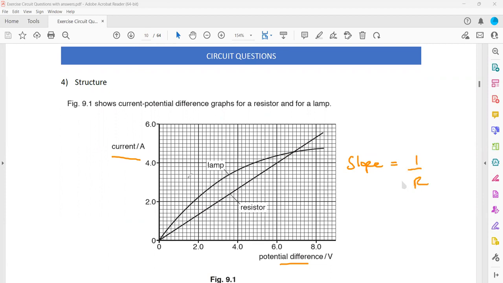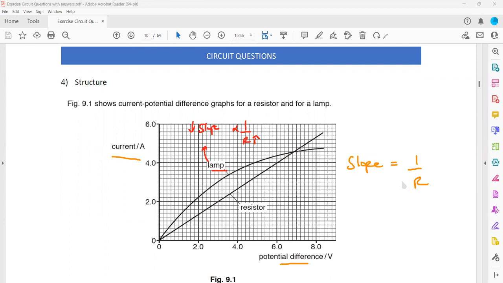So what happens for a lamp? What happens to the slope for a lamp? Is it increasing? It decreases. So the slope is decreasing. You can see the curve, the angle with the x-axis is decreasing. So if the slope is decreasing, what happens to resistance? It means the resistance is increasing. So for a lamp, resistance is increasing.